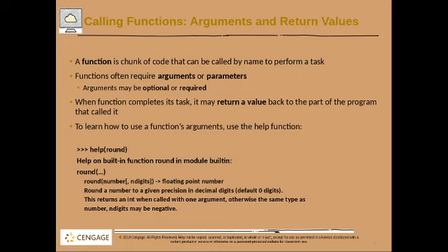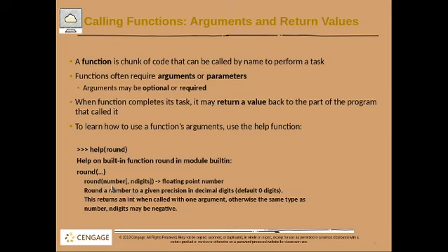So for example, round. Round is a function. Or rather, even help. Help is a function. The purpose of help, of course, is to provide information about whatever is asked for help. For example, we want to know what round is, so we call help on round. Round is also another function, a built-in function in Python.